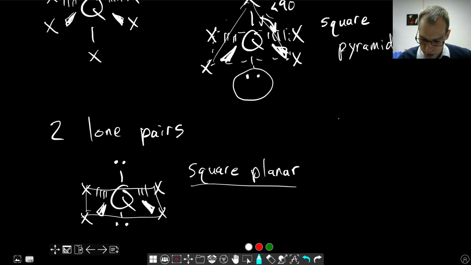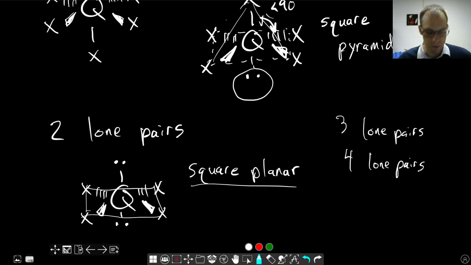Now, in theory, we could go to 3 lone pairs and 4 lone pairs, but these are really, really uncommon, and we won't see these. So we're going to ignore these. These structures can, in theory, exist, but they're very uncommon, because once you have this many electrons around, the only way to sort of make it work is to actually have bonds with other stuff around it. So this concludes all of our structures.